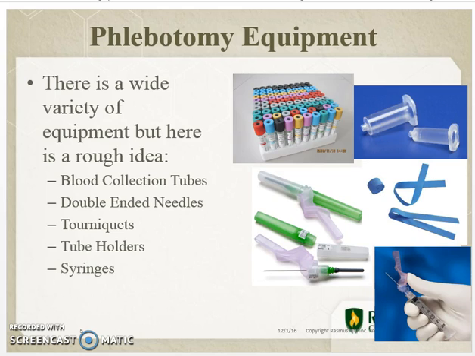You want to have your tourniquet tight enough so that it stops venous blood flow but still allows arterial blood flow. You'll use tube holders, a plastic device at the end of your double-sided needle, to hold the tube in place. And you will use syringes for some blood draws, and these can vary in shapes and size.